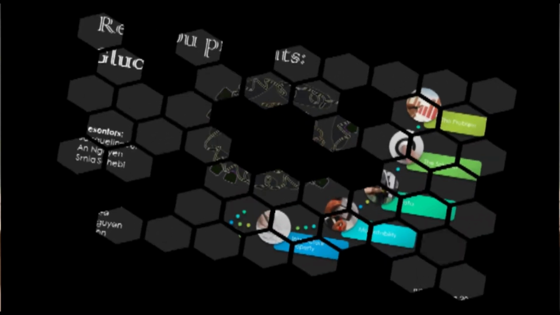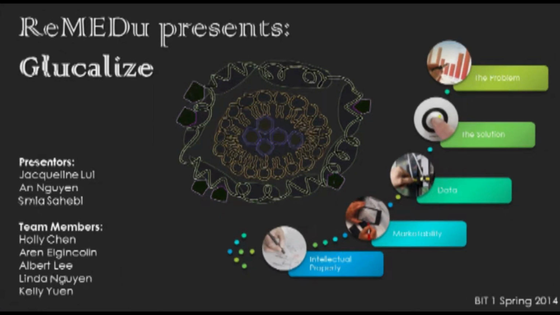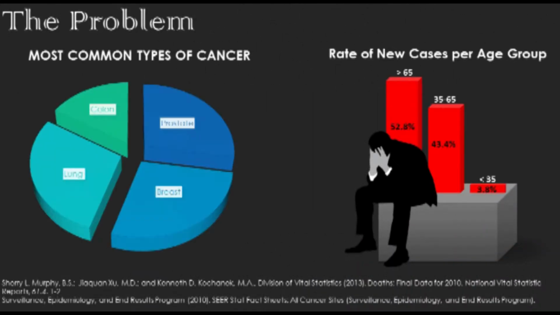We're here on behalf of our team, ReMedU, and we're going to talk about Glucolize. So the problem we're focused on is cancer. If you look at the pie graph over here, it shows the 4 most common types of cancers. If you look at this table over here, it'll show you the rate of new cases of cancer by age group.